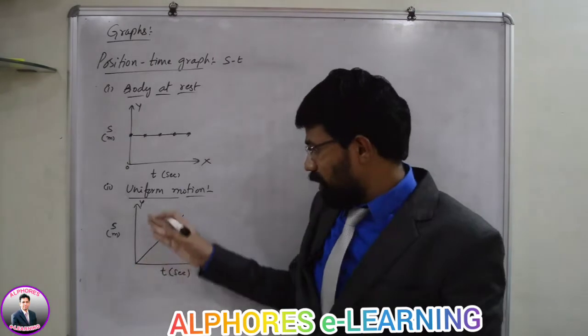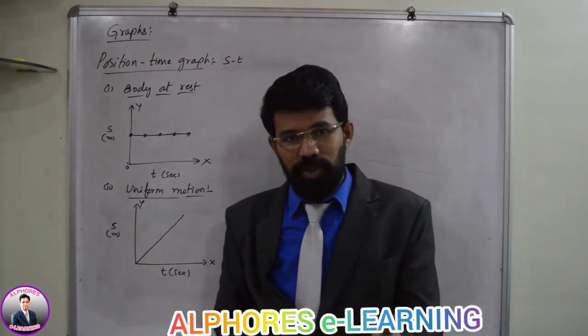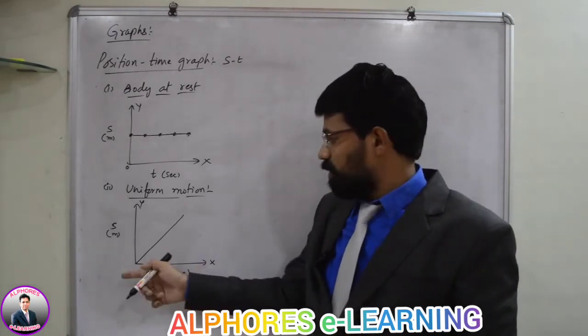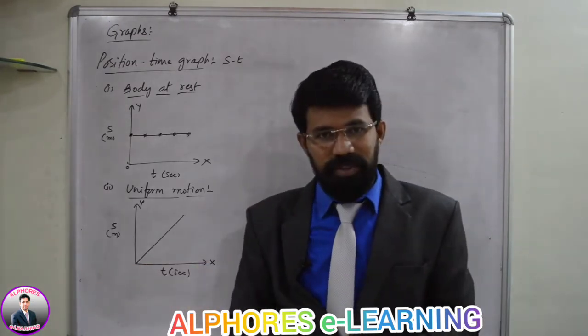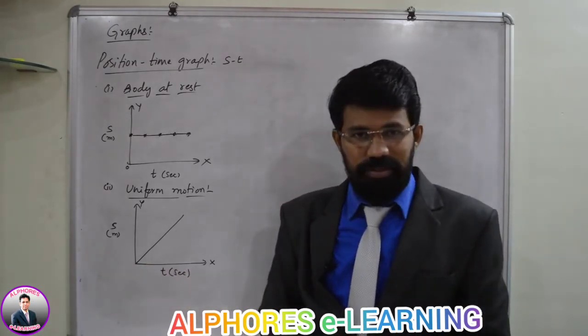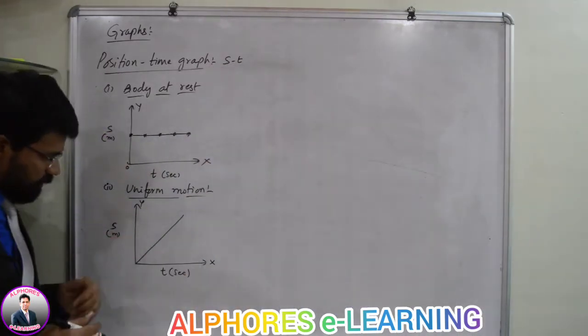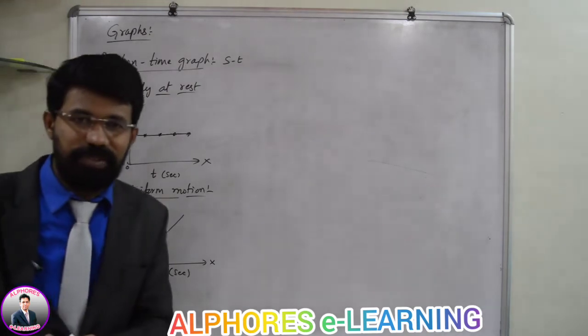So what will be the coordinates in the position time plot? (1, 1), (2, 2), (3, 3), (4, 4), and so on, isn't it? So when you join those points, what will you get? You will get a straight line passing through the origin. Okay, so this is how the graph appears, and this has got a physical significance.